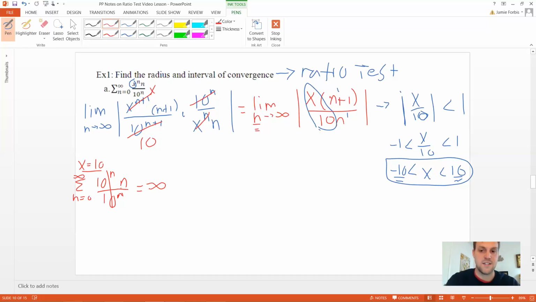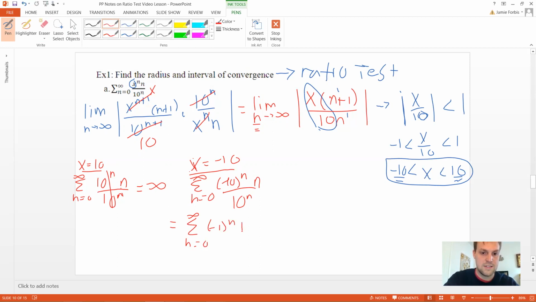All right. So let's also test to see if -10 works. So we're going to do x equals -10. And I'm going to say the summation n equals 0 to infinity of -10 to the n times n over 10 to the n. Now, I can still simplify it the same way I did previously, but I have to take out that -1 to the n. I have to take out that alternating piece. So this is actually equivalent to the summation n equals 0 to infinity of -1 to the n, 10 to the n times n over 10 to the n. So the 10 to the n's cancel, and what I'm left with is -1 to the n times n.